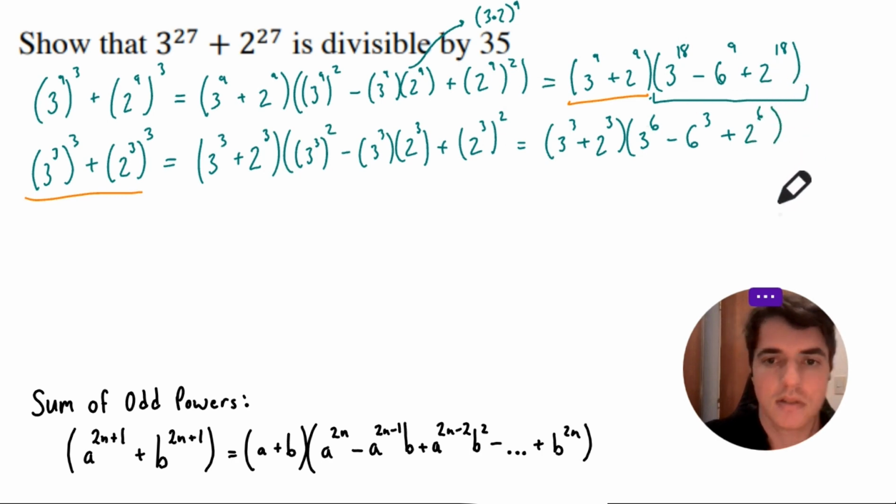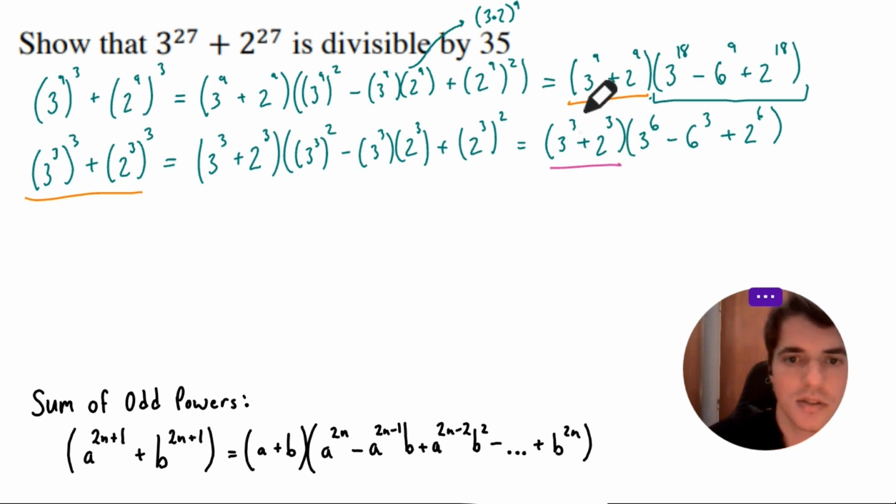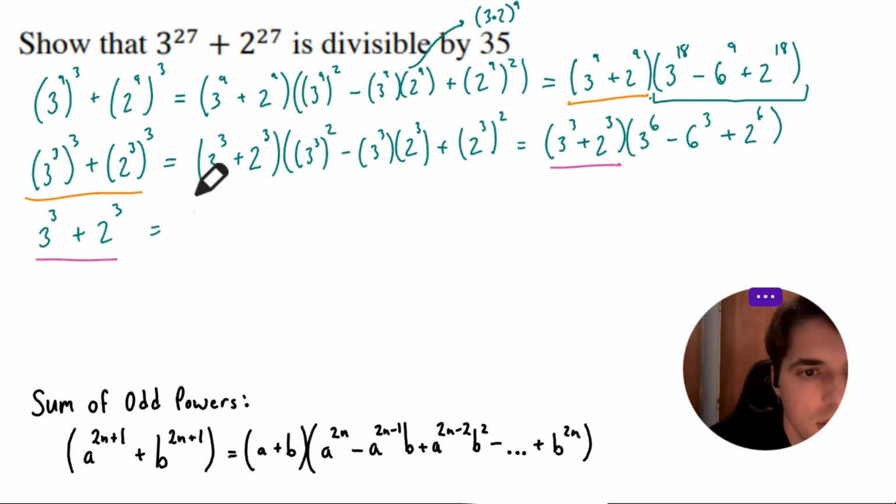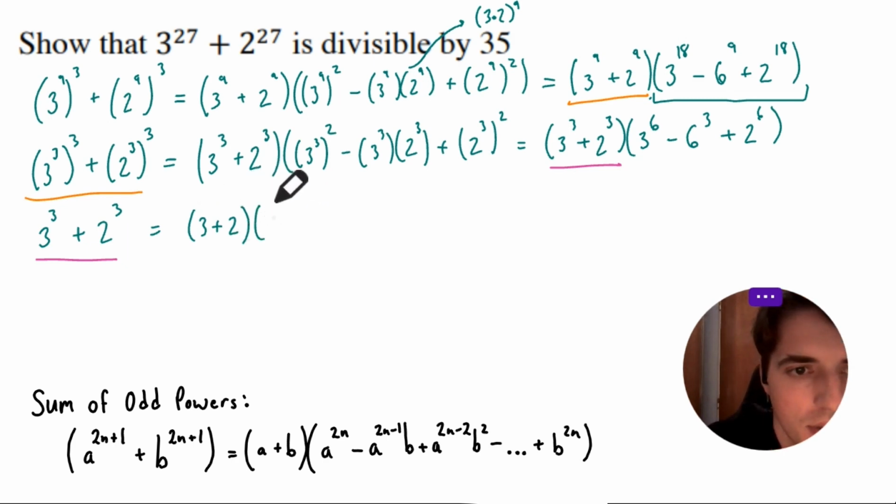Great. Okay, and now we can take this 3 to the third plus 2 to the third and just factor that. 3 to the third plus 2 to the third. Go ahead and underline that. Is 3 plus 2 times 3 squared minus 3 times 2 plus 2 squared.